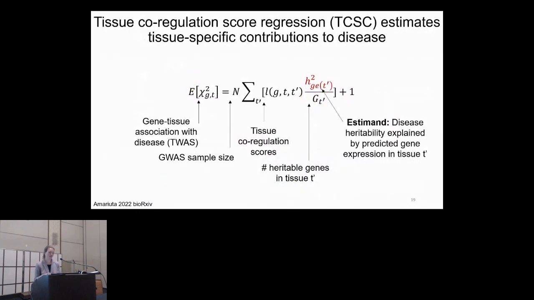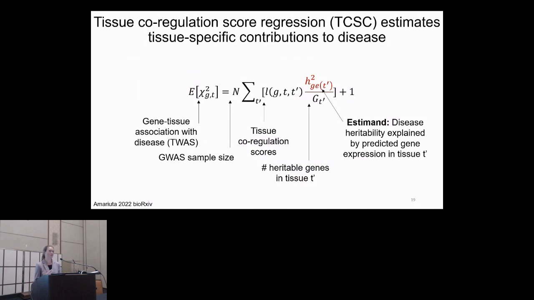All right, so the generative model that we thought might fit this data, which we've then tested in simulations, is the following. We call our method tissue co-regulation score regression, or TCSC, and it estimates tissue-specific contributions to disease. The generative model explains how the expectation of the TWAS chi-square statistic, which is across gene tissue pairs, behaves. If this is a fully non-sparse vector, you'd have maybe 20,000 genes and maybe 50 GTEx tissues. That would be the number of points in this regression.